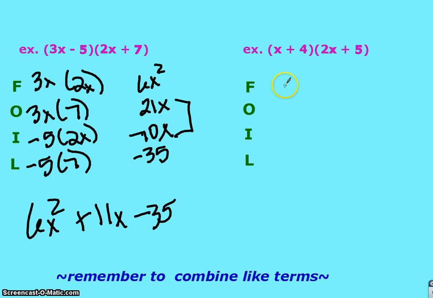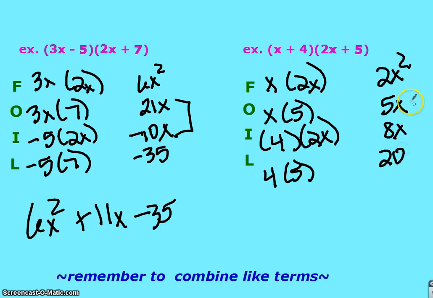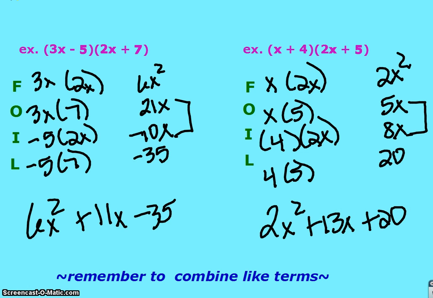On the next example here, the first one is going to be x times 2x. The outside is going to be x times 5. The inside is going to be 4 times 2x. And then the last is going to be 4 times 5. So you get 2x squared, you get 5x, you get 8x, and you get 20. Don't forget the 2 in the middle should combine. So your answer is 2x squared plus 13x plus 20.